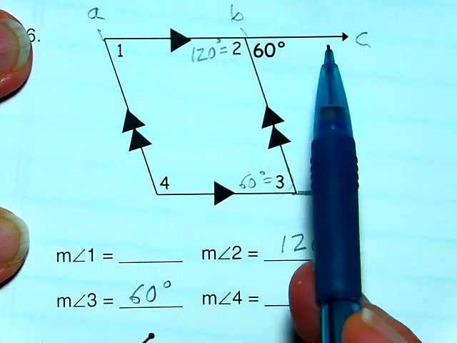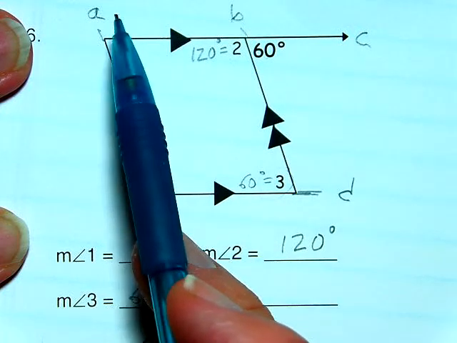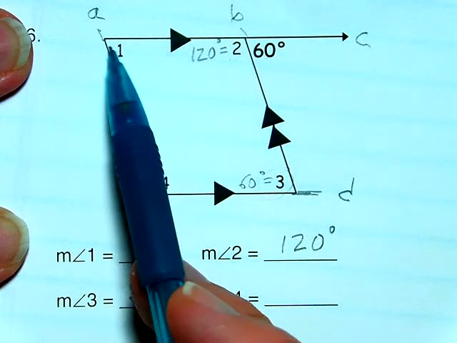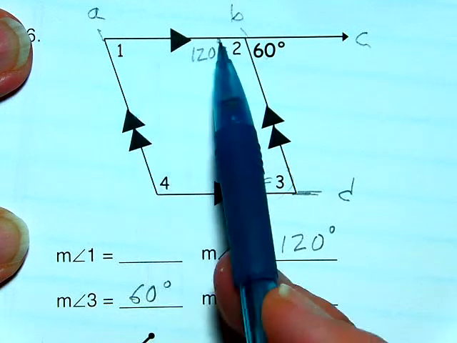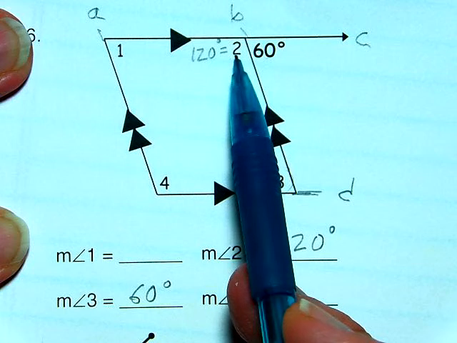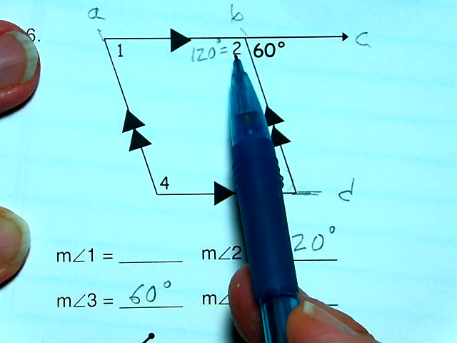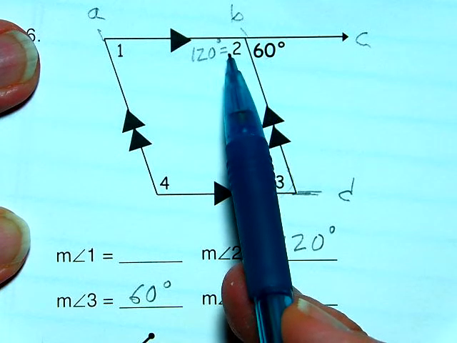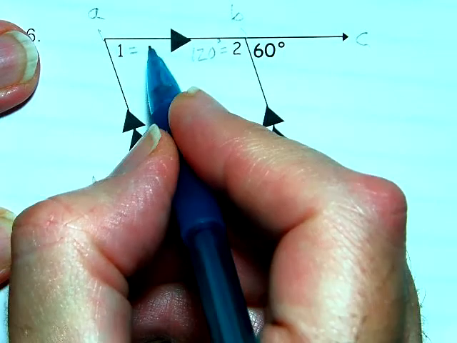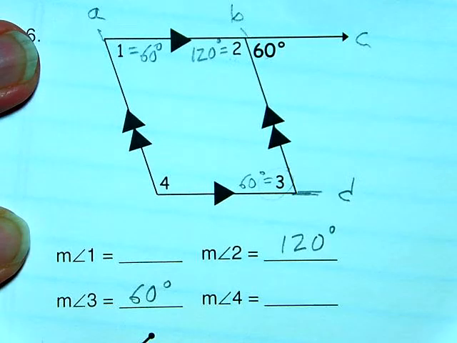And that relationship is that when C crosses lines A and B, it creates angles here that are interior to A and B. So 1 and 2 are interior angles. They're between A and B, and they're on the same side of C, so they are same side interior angles. And same side interior angles are supplementary. So we know that angle 1 is supplementary to 120 degrees. That makes angle 1 equal to 60 degrees. We can write 60 degrees down here.